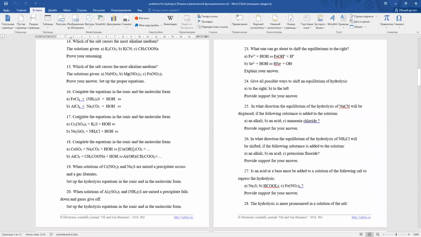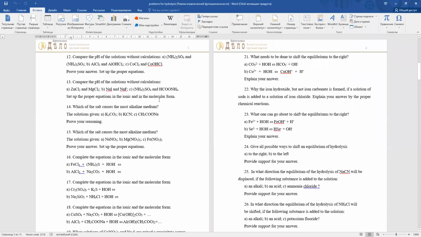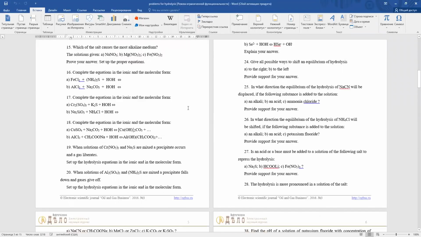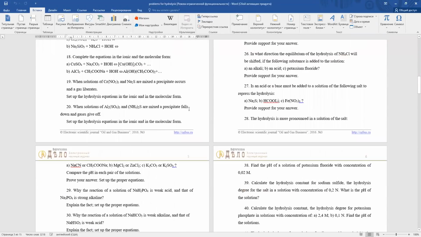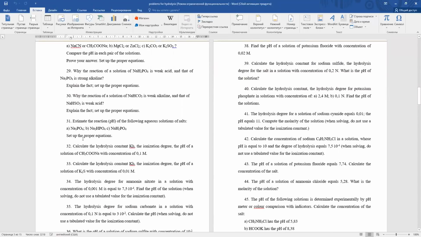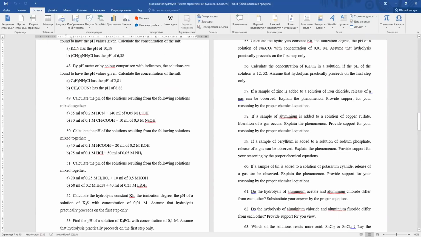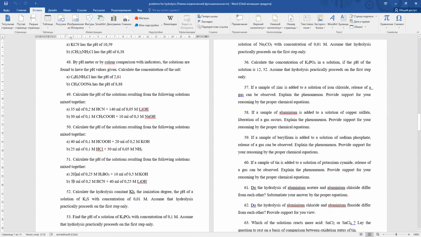The problem number 51, 51A. So 51A is that.